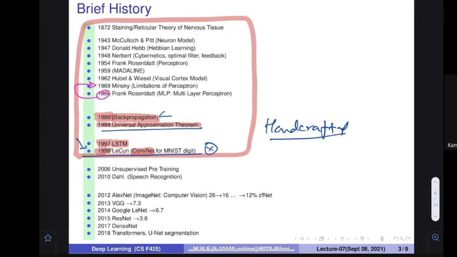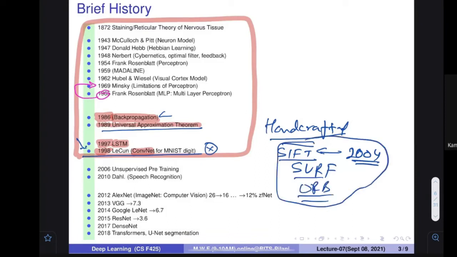If I make something, for example, SIFT, S-I-F-T, for the computer vision community, this was a kind of feature that works on various resolution levels and then builds a feature. And it was phenomenal. It did miracles. Around 2004 this paper came, and it dominated the area for very long. Around 2000, SIFT, SURF, ORB, and these kinds of features, means handcrafted features, were dominating the area. Whenever you wanted to do any kind of computer vision or NLP task, people were using handcrafted things.